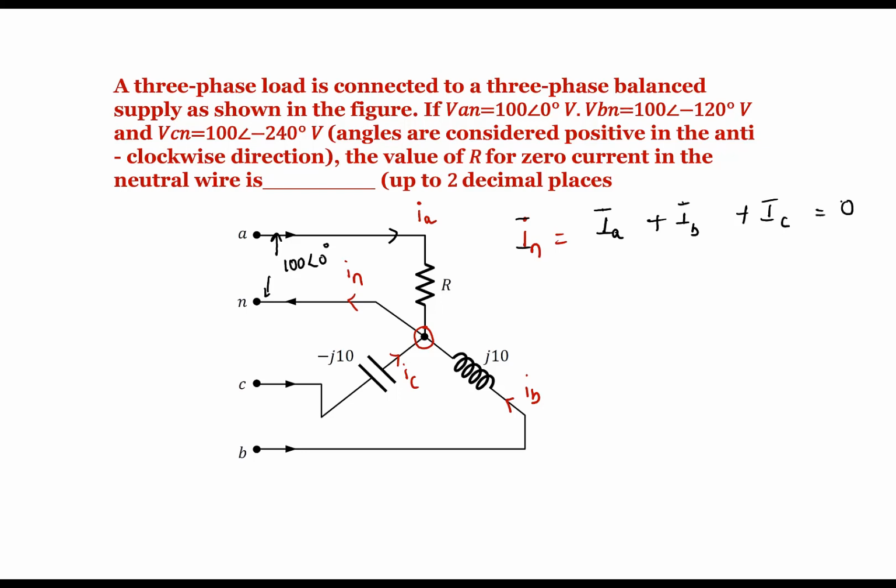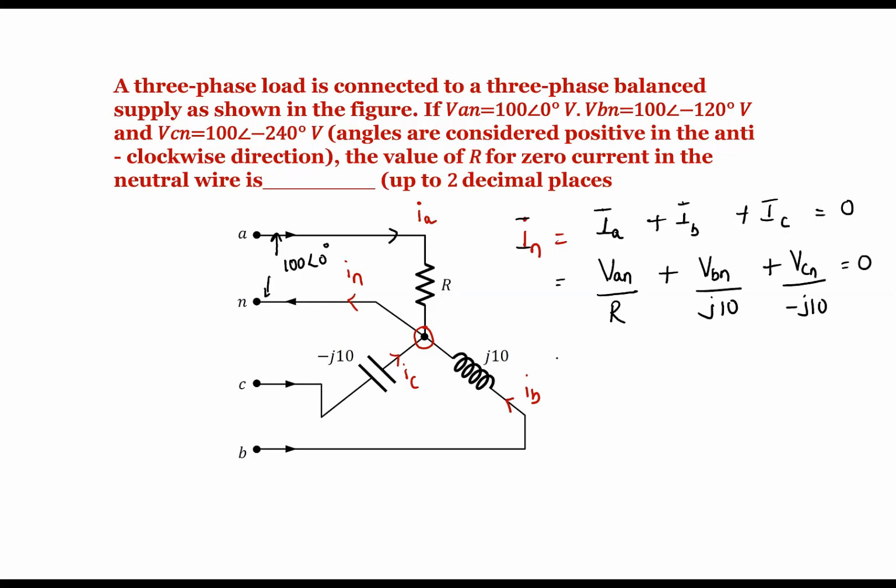Now what will be IA? IA is nothing but VAN divided by the R value. Similarly here, IB is VBN divided by J10. J10 is directly given in ohm. So when a J term is coming, you directly have to note it down. It is the impedance which has been directly given. Had he given this one, he would have given a simple number. VCN divided by minus J10, this is equal to 0.